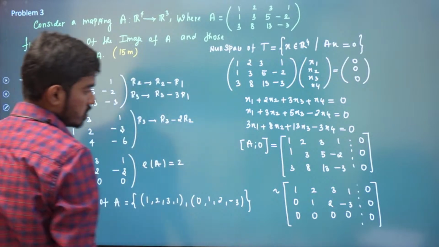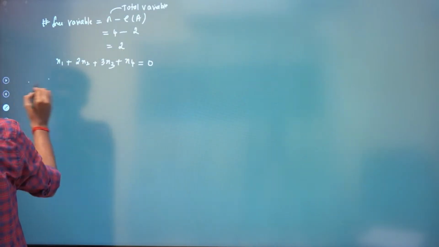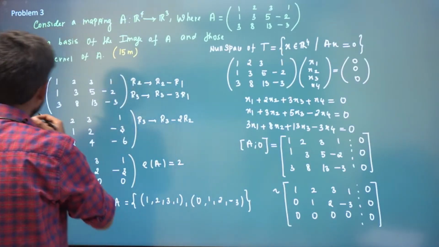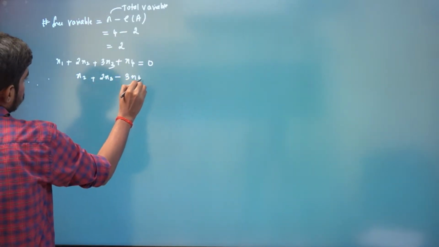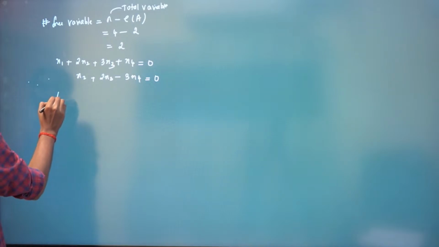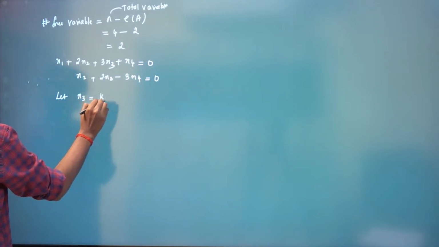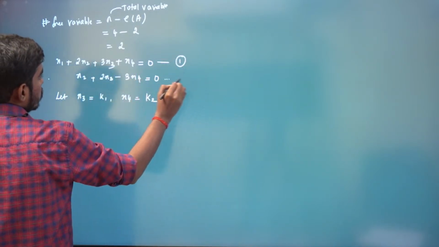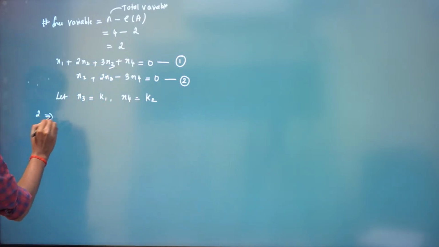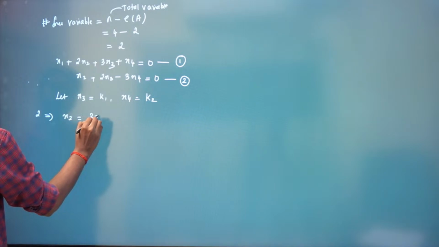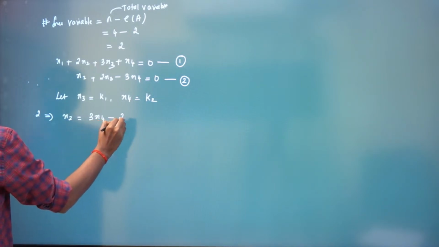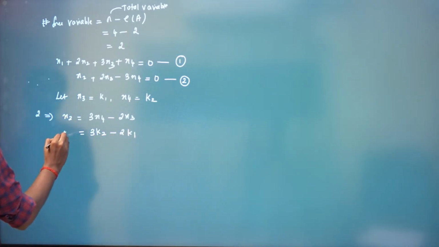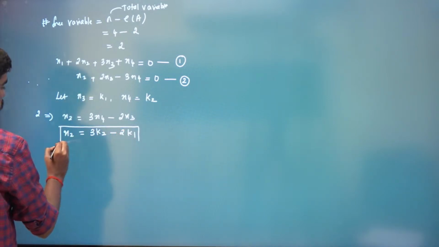And then x2 plus 2x3 minus 3x4 equal to 0. So we have two free variables. Let us assume x3 to be equal to k1, x4 to be equal to k2. Right? Call this as 1, call this as 2. So from 2, what is x2? x2 is 3 times x4 minus 2 times x3. That means 3 times k2 minus 2 times k1 is the value of x2.